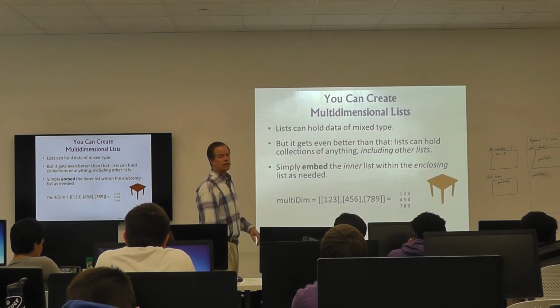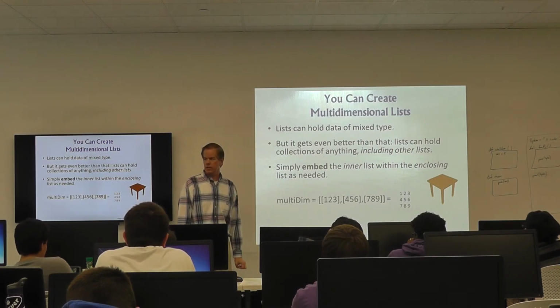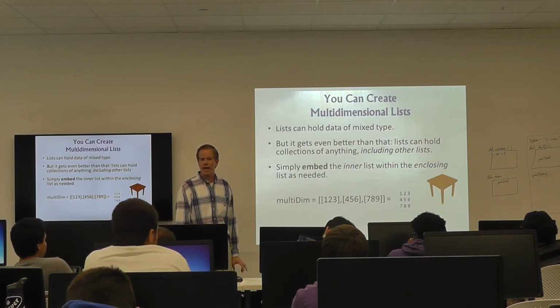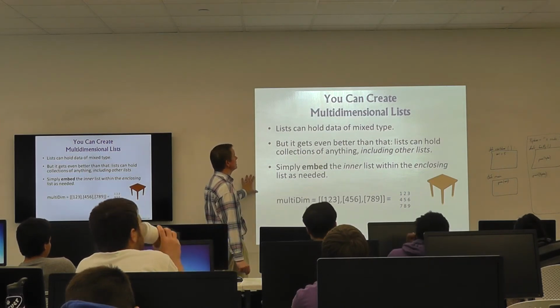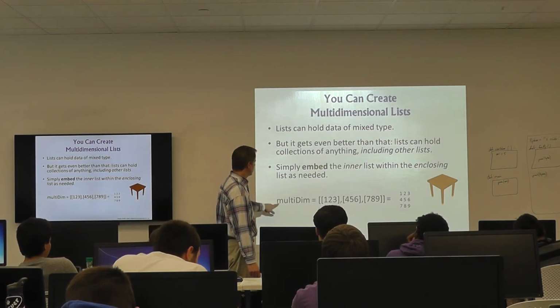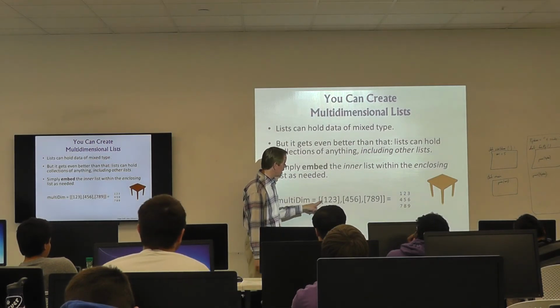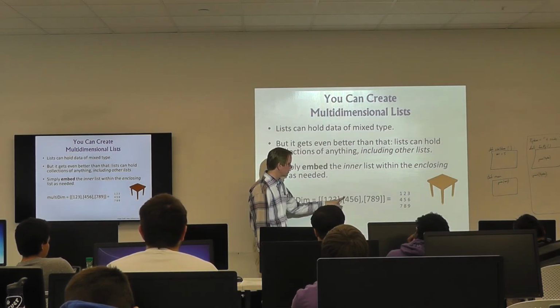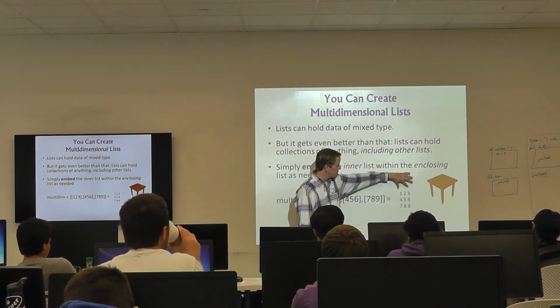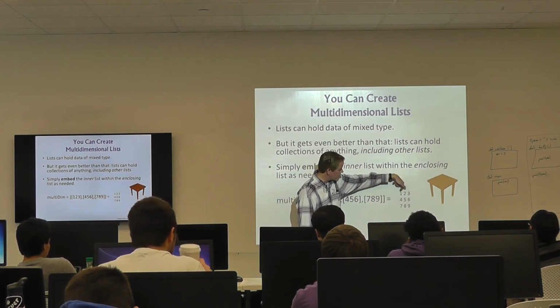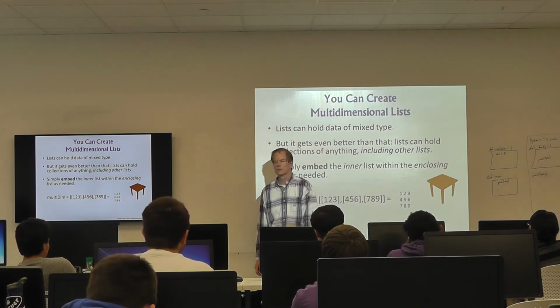You can create, oh my goodness, multi-dimensional lists, rows and columns, which in the world of Python is basically a list of lists. So multi-dim equals square bracket, square bracket 1, 2, 3, square bracket 4, 5, 6, square bracket 7, 8, 9, square bracket, boom, and it produces this. Basically 3 rows and 3 columns.